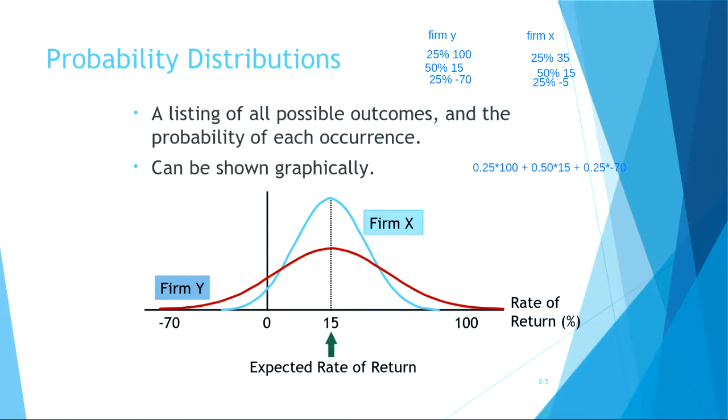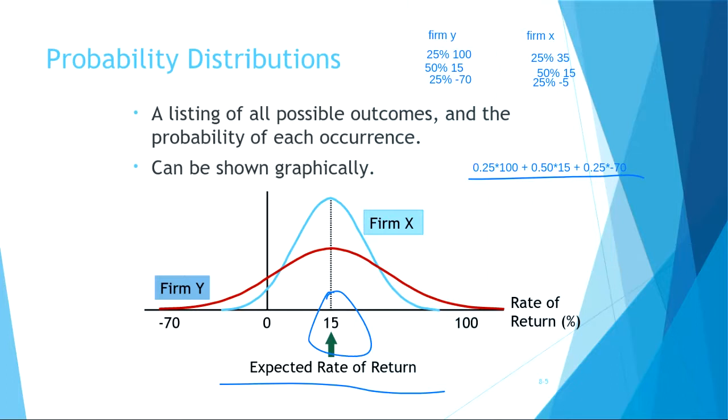Here is the calculation. When you multiply 25% by 100, plus 50% by 15, I'm talking about firm Y, plus 25% multiplied by minus 17, on average you will have a 15% return. When you calculate firm X, you will also end up with a 15% expected return. So both firms have the same expected rate of return, 15%. But one of them, firm Y, can be minus 70 or plus 100. So it looks more risky, isn't it?